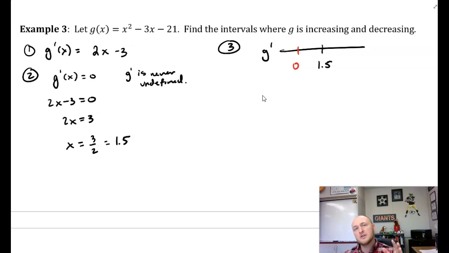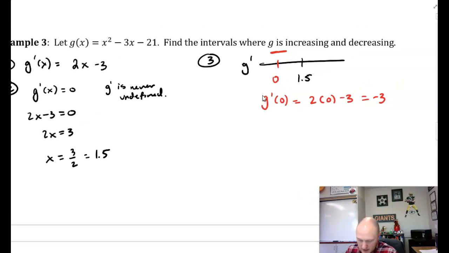Remember, all we're doing is we want to see positive or negative. So I like 0. I'm going to test 0. What is g prime of 0? So that's 2 times 0 minus 3. That's -3, negative. So I know my function's decreasing there. Okay, and then what other value do you want to test? You could test 2. You could test anything on this interval. Let's test 10. Let's get a bigger value.